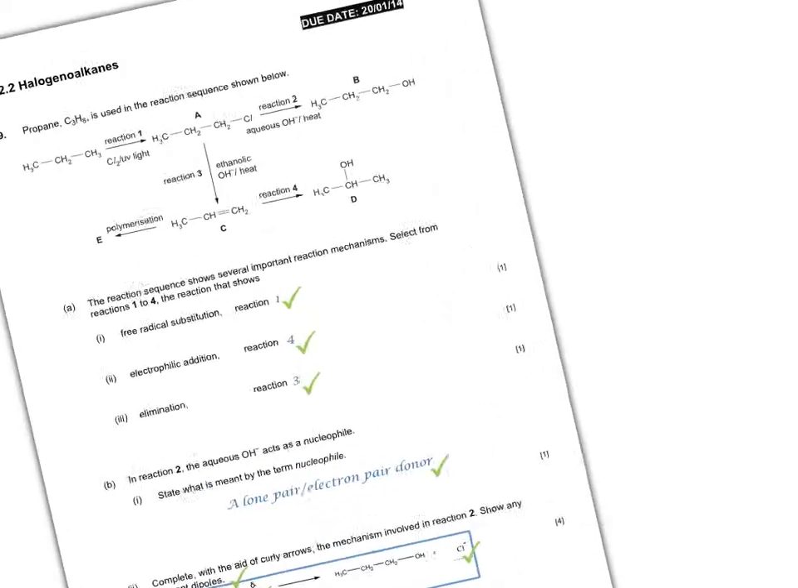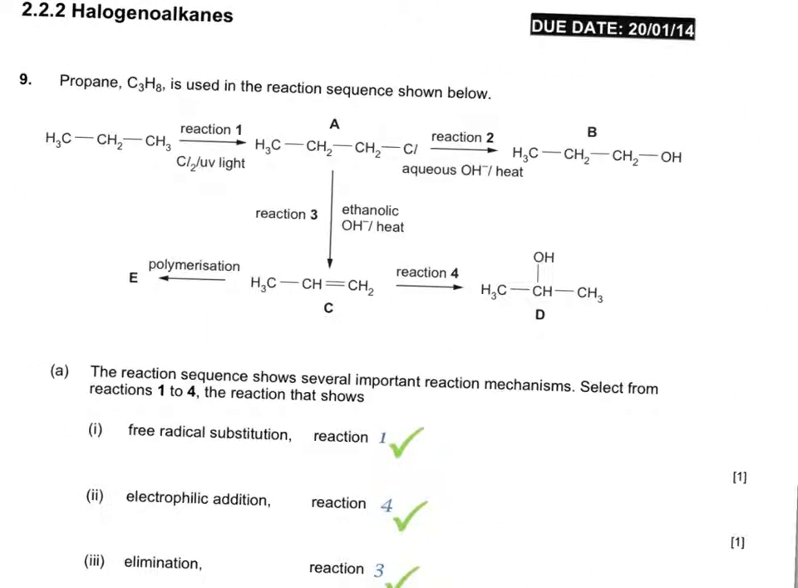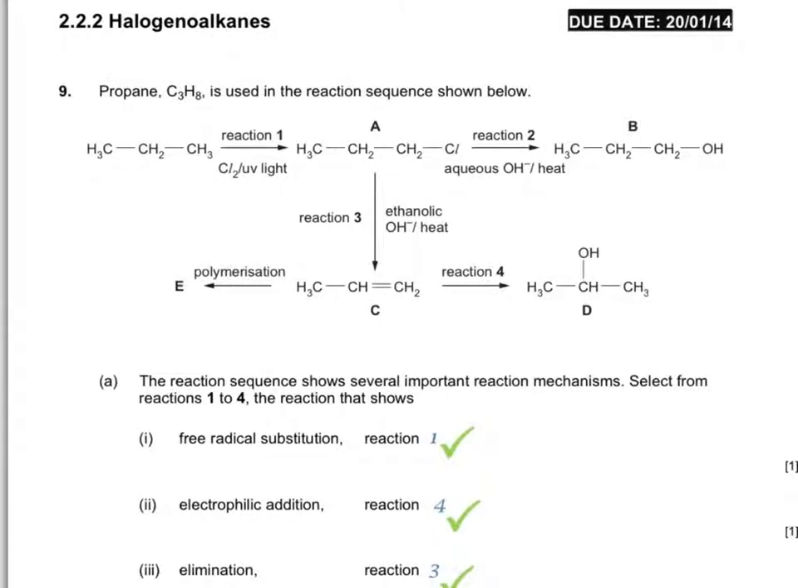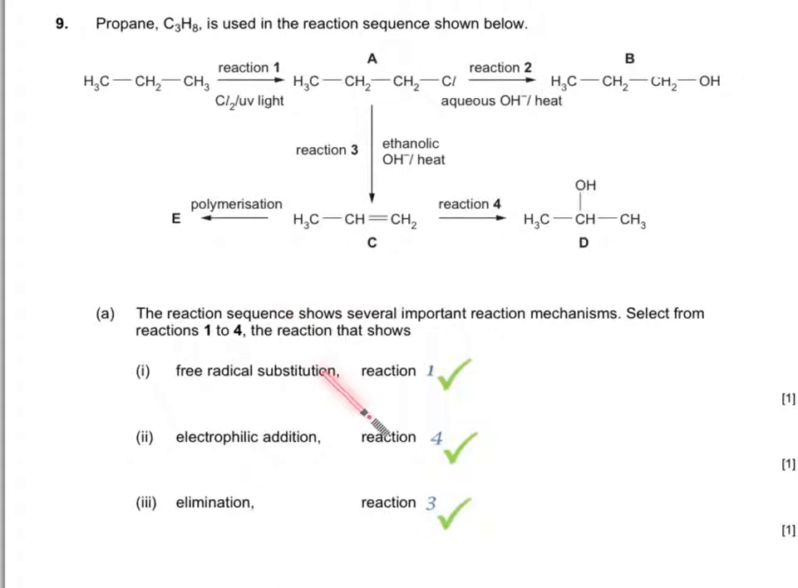Various reactions of propane are given to us in this schematic that we see. Many familiar reagents are given to us in this question, such as UV light and chlorine gas, aqueous sodium hydroxide, polymerization. All of these terms should be very familiar. We are first required to identify which of the reactions is a free radical substitution, which is electrophilic addition, and which one of them represents elimination.